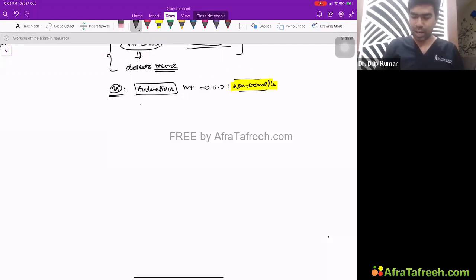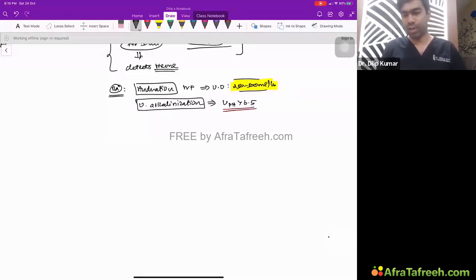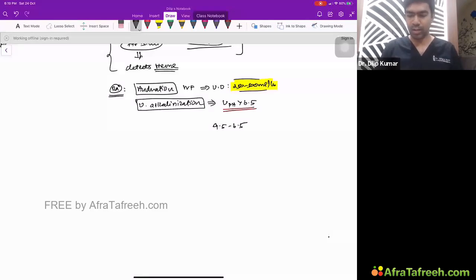Second is urinary alkalinization. In this, typically you maintain a urine pH of more than 6.5, or maybe even 7. Normal urinary pH is 4.5 to 6.5. That's what you need to know; we have discussed it multiple times in the past. You have to maintain the urine at an alkaline pH because urinary alkalinization may increase the excretion of myoglobin to a large extent.